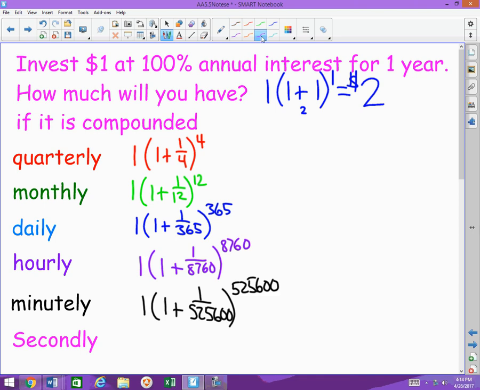And then secondly would be 1 times 1 plus 1 over 31,536,000. That's 31,536 and 3 zeros.